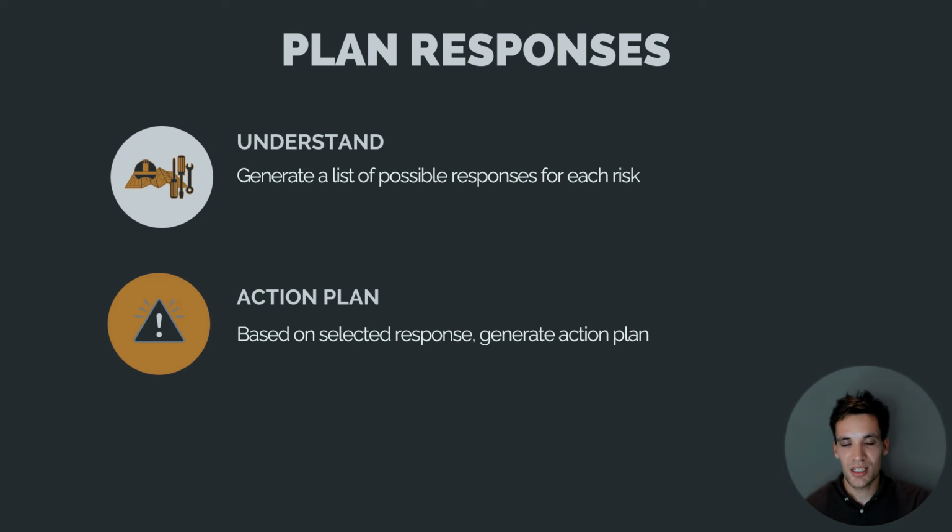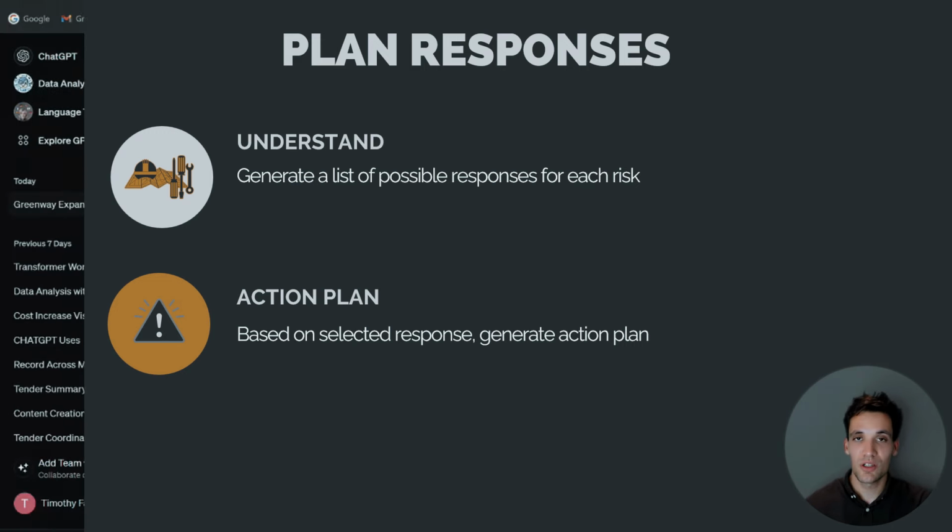Then we could also ask ChatGPT to help us allocate these response plans to different project team members to make sure they actually get put in place. So here, primarily, we're going to be using the brainstorming function of ChatGPT to help us create a list of all the possible response plans we could use.